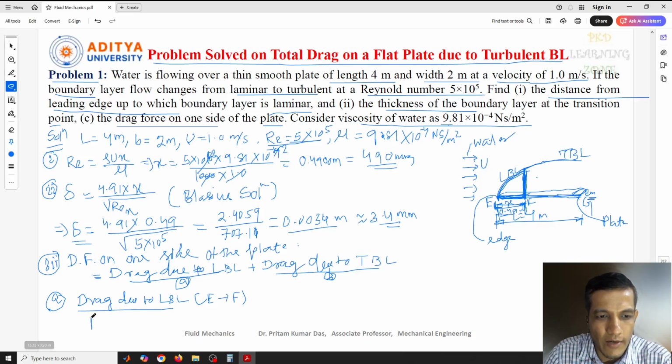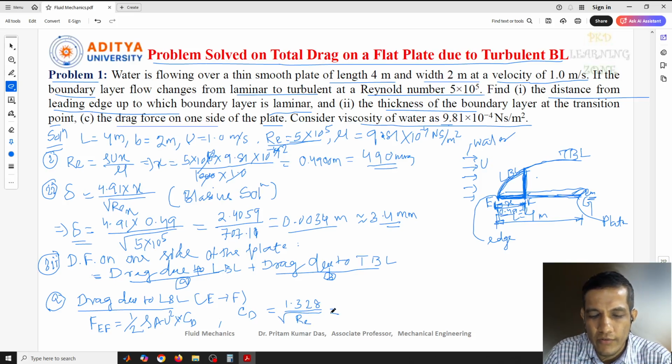The drag force from E to F is, as we know, half into rho U square into CD. CD is the coefficient of drag, which also needs to be taken from the Blasius solution of the laminar boundary layer. We derived this previously, and it is 1.328 divided by root over of the Reynolds number.